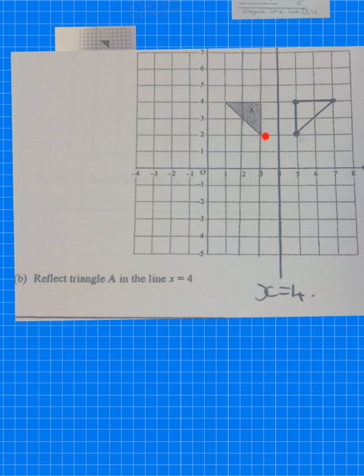Okay, here's the initial shape. x equals 4, count the line. The line y equals 4 is here. Remember, x lines go up and down, y lines go across. The x-axis goes across and the y-axis goes up. So just be clear on that. x lines up and down, y lines across. x-axis across, y-axis up.